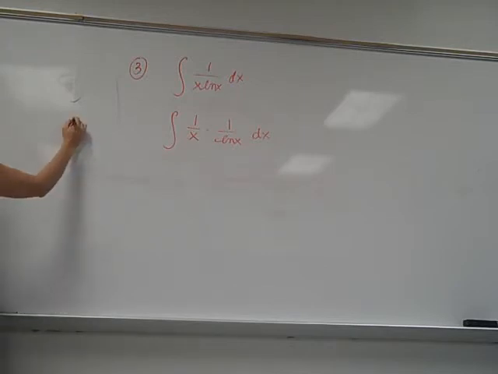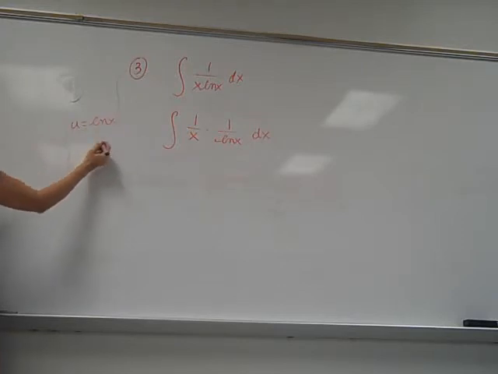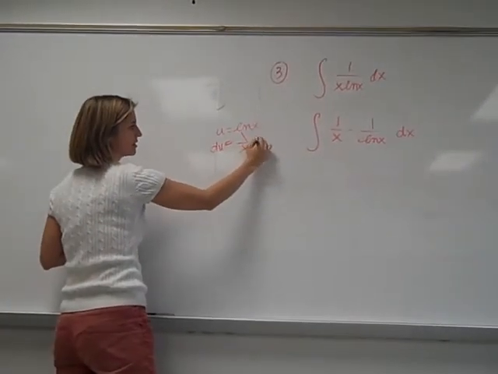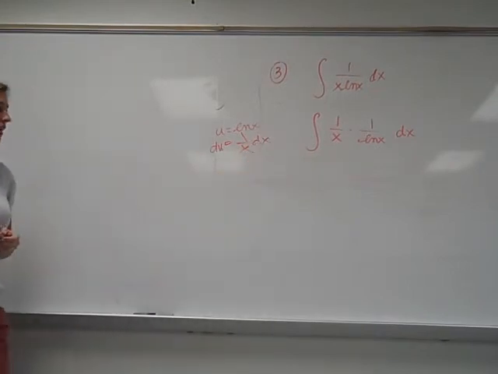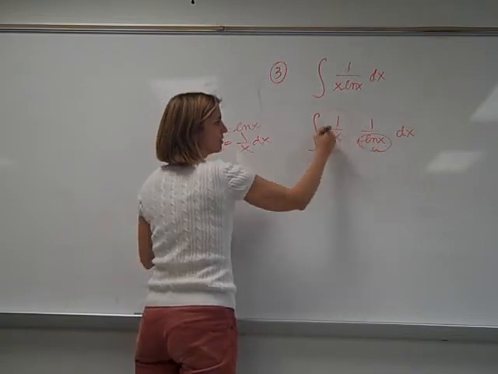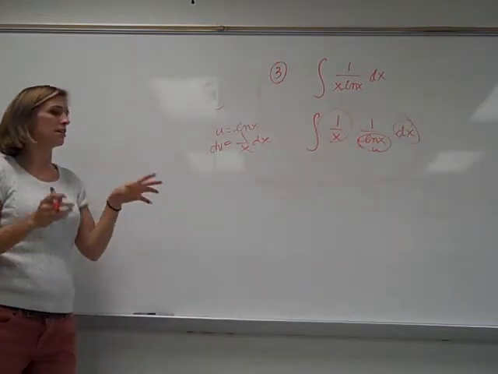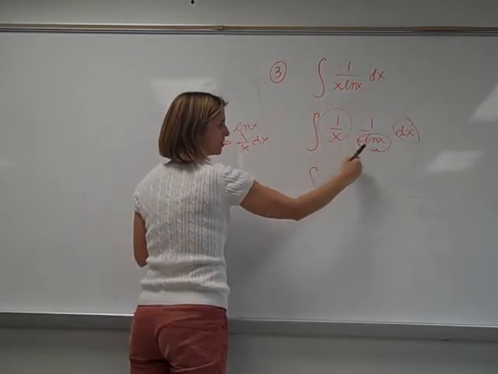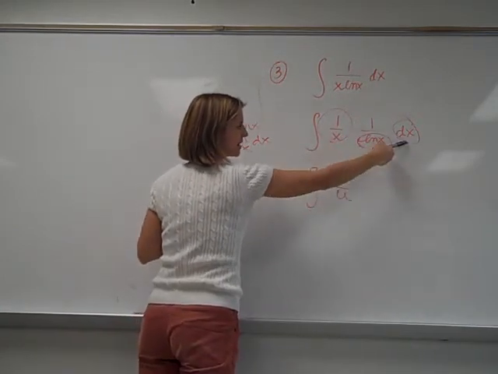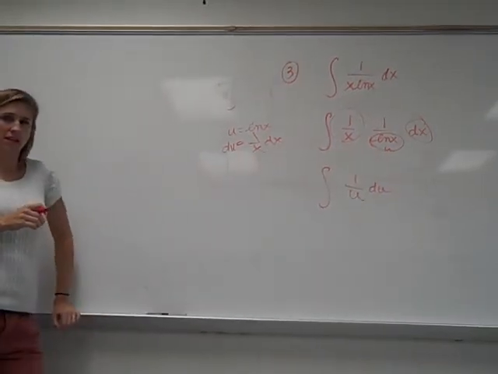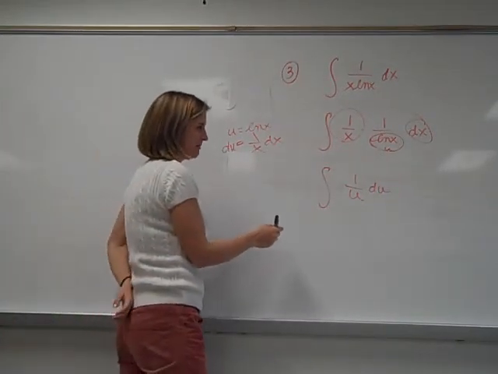But what I did was I picked u to be ln x because what's the derivative of the natural log? 1 over x dx. And if I look at it that way, well then u is right here, and 1 over x dx is my du. So this just ends up being 1 over u, and then that stuff is the du. And then I can integrate. What's the integral of 1 over u?